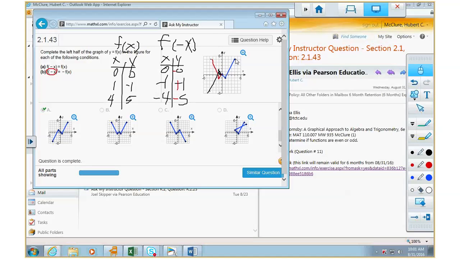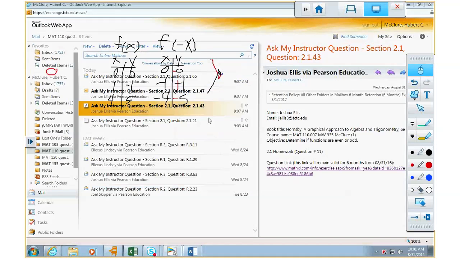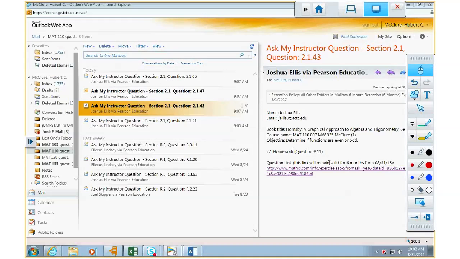Here's f of x. What would f of negative x look like? And that's this right here. Well, then what would negative f of x look like? Negative f of x would look like the black line. f of negative x would look like the red line. Okay. That will come. Don't worry, it will come after we do 3 or 4 problems.